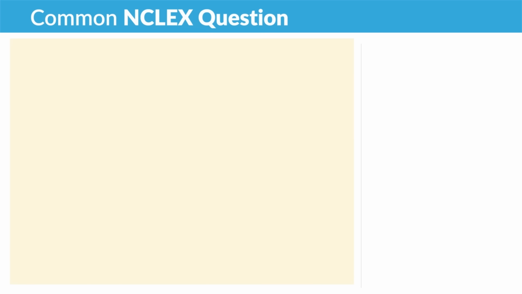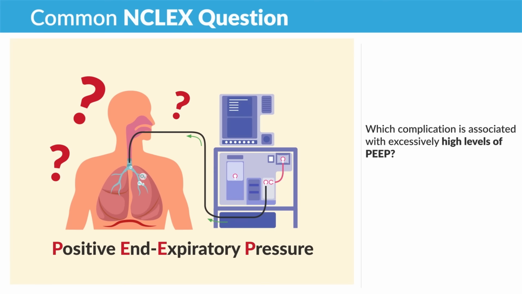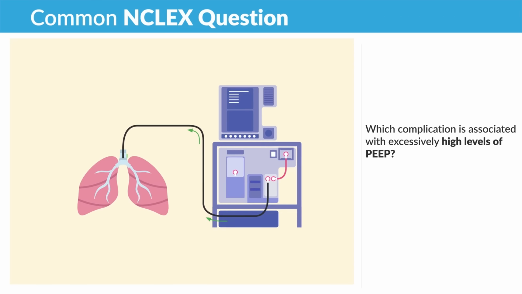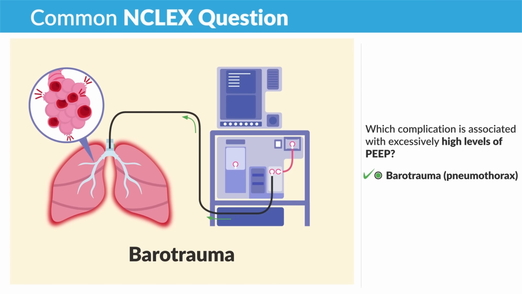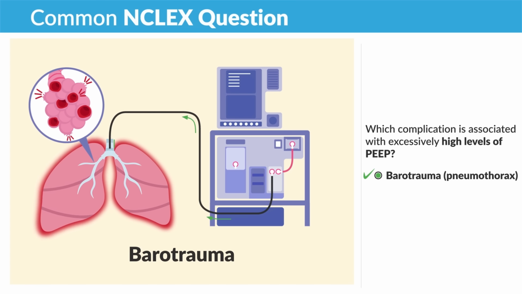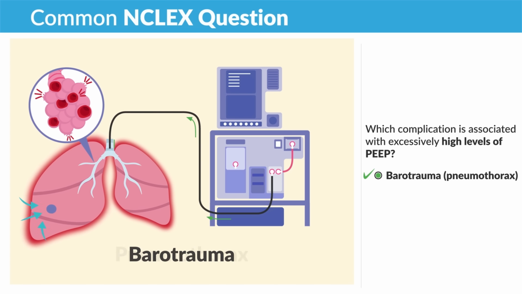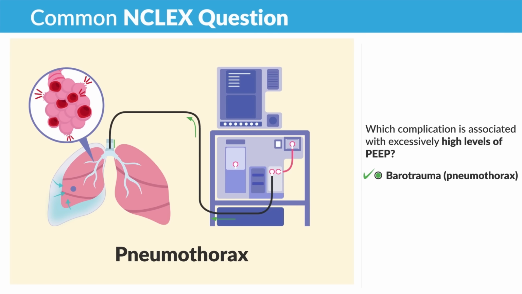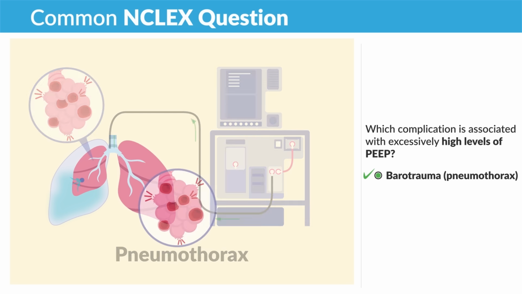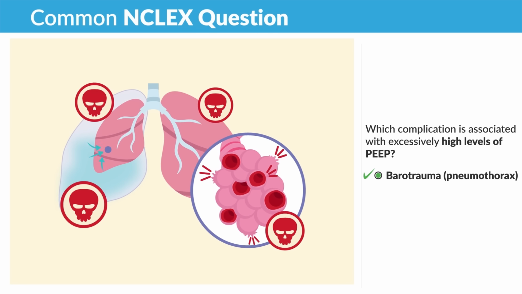A common NCLEX question always revolves around the most deadly complications here. Which complication is associated with excessively high levels of PEEP? And the answer is barotrauma, or even pneumothorax. Remember, a popped lung from too much pressure being pushed into the lungs, or basically this positive pressure from the vent being pushed into the lungs. That's the worst case scenario.